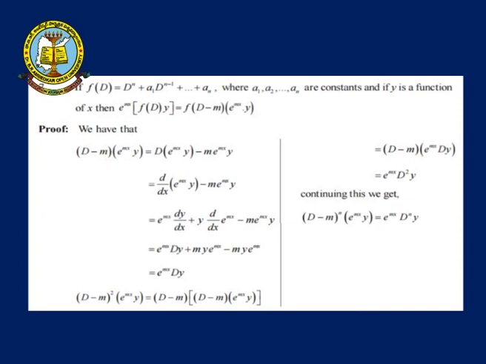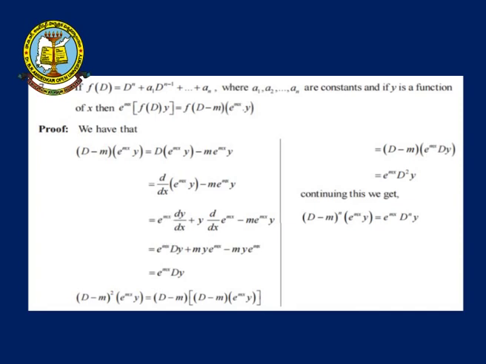Here the first term is e^(mx) dy plus m y e^(mx). The last two terms, m y e^(mx) minus m y e^(mx), are both cancelled, so that we get e^(mx) Dy. So particularly for the function e^(mx) y, only then can we use this operator, and finally in simplification we get e^(mx) D y.